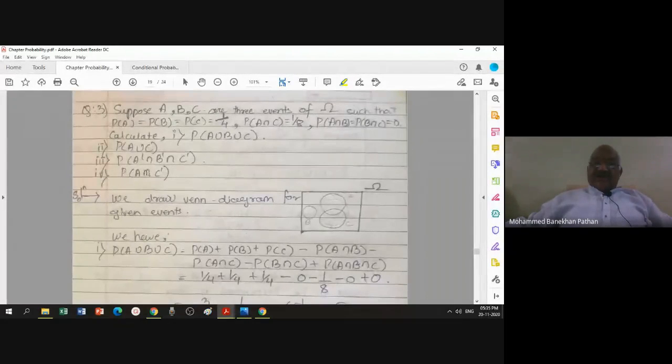P of A intersection C dash is also by yesterday's lecture. This is A intersection C dash. That means I want only this much part. So this is the part under study. So how can you get this answer? This will be P of A minus common part. So 1 by 4 minus 1 by 8, answer will be 1 by 8.